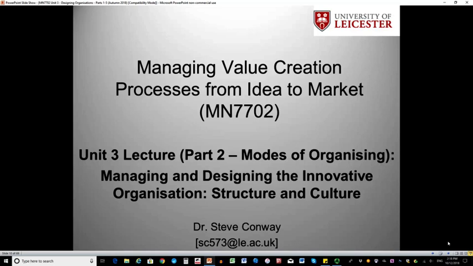So the modes of organising that I'm going to look at, although they're not explicitly trying to address those three problems, the first three of the four problems mentioned by Van der Ven, we can certainly see how these different modes will either help or hinder the addressing of these three problems. The fourth problem, managing the process, we will look at in parts 4 and 5. So unit 3, parts 2 and 3 will help us think about the first three problems that I mentioned at the start of this lecture.